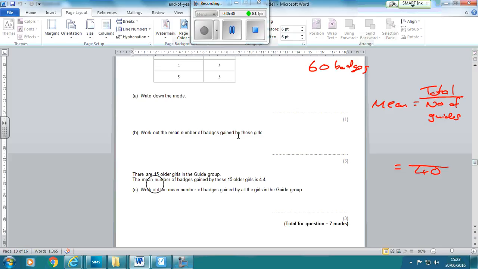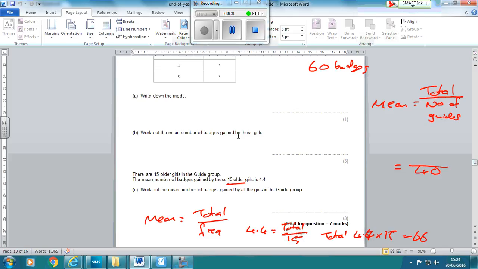Now it says the mean number of badges gained by these 15 older girls is 4.4. So the total there, remember the mean equals the total divided by the frequency. So we got 4.4 equals the total number of badges divided by the 15 girls, and that's what gets 4.4. So therefore the total must be 4.4 times by 15. So 4.4 times by 15 is 66. So the total number of badges that these girls got is 66.